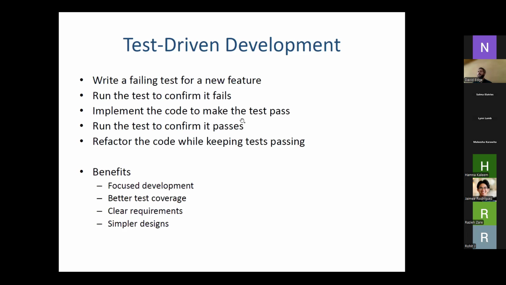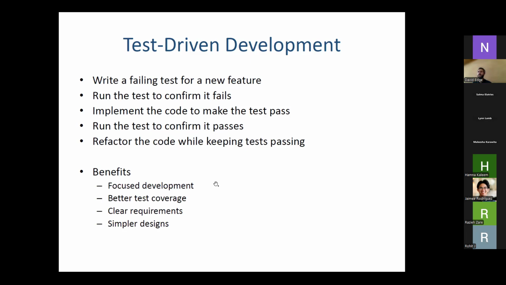And then you can implement the new code centered around the test, making sure that you implement the code in a way that this new test will pass. Run the test to confirm it passes. And then refactor the code, keeping the passing tests. So this is reorganization of your code around this new functionality.